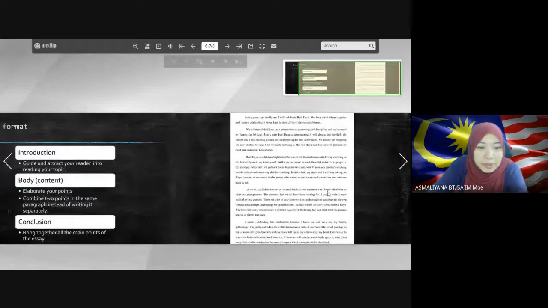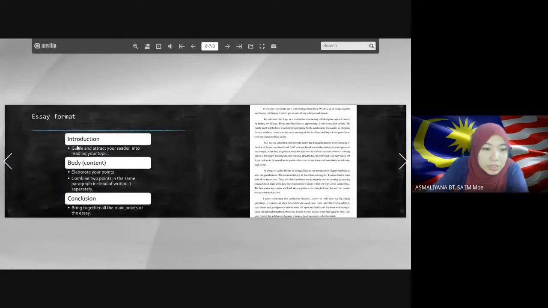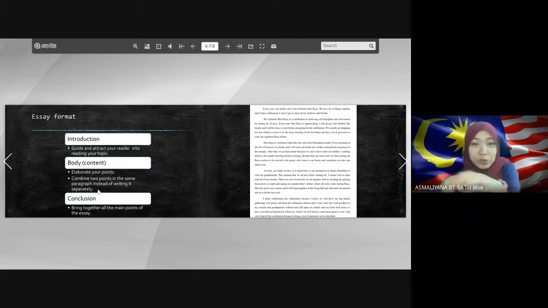Examples ni. Okay, so kalau essay format, you kena ada introduction, okay, guide and track your reader into your reading topic. So ini adalah pendahuluan. Body content ini, yang panjang ni adalah body content. Meaning that the ones that you're answering the questions tadi. Content dia 1, 2, 3. Biasanya content 3 je. Okay, dan cikgu cakap tadi kan, combine 2 points in the same paragraph instead of writing it separately. Boleh combine paragraph tu. Macam tu banyak tadi kan, ada berapa? Ada 5, 6 kan? So what you need to do, you can combine dua-dua jadi dalam satu paragraph.